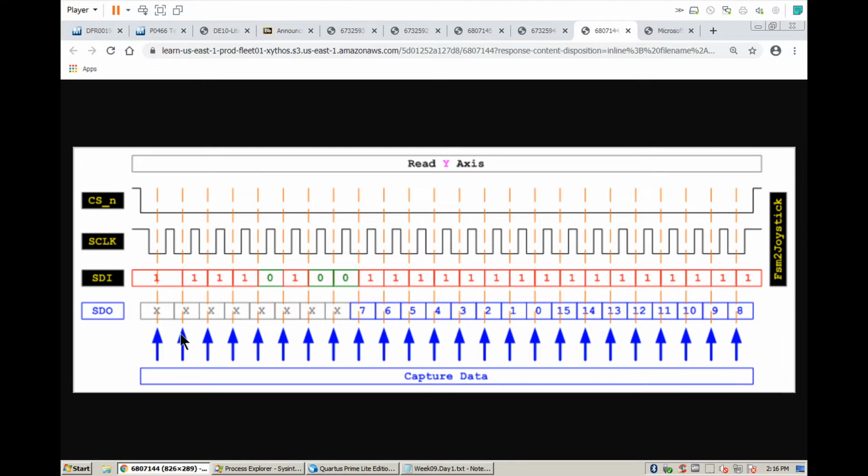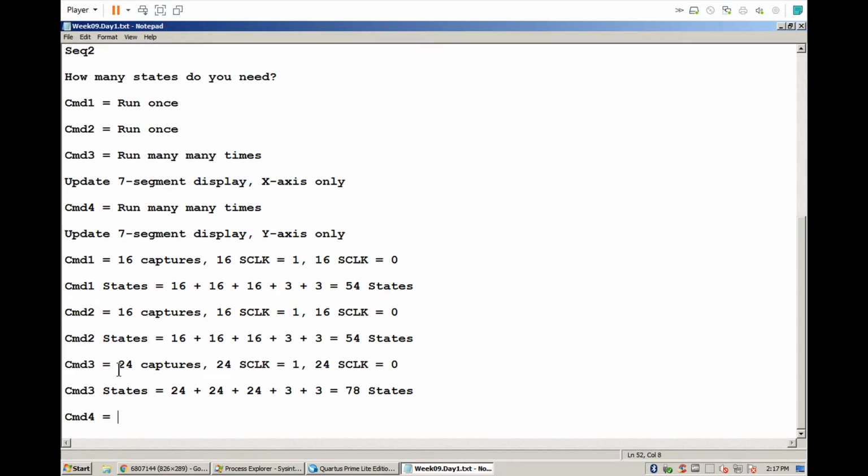Count the arrows. 1, 2, 3, 4, 5, 6, 7, 8, 9, 10. 10 arrows. 1 through 10 again, that's 20 arrows. 1, 2, 3, 4. 4 arrows. Plus 3 in the beginning, 3 at the end. So this is exactly the same setup.